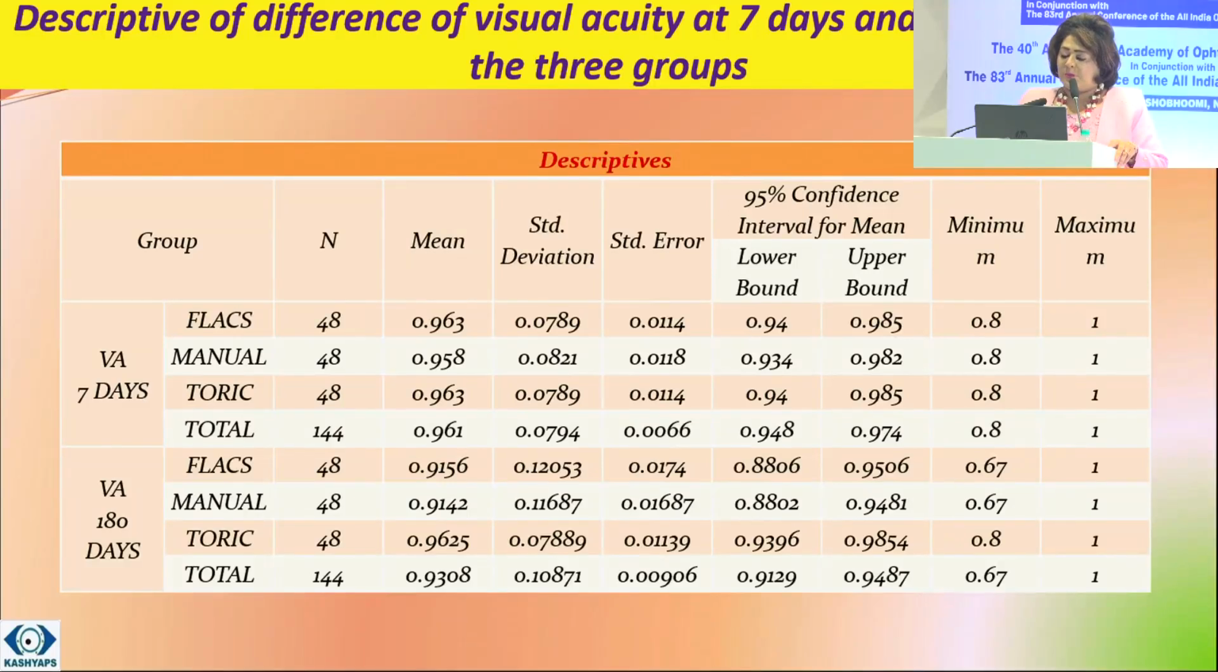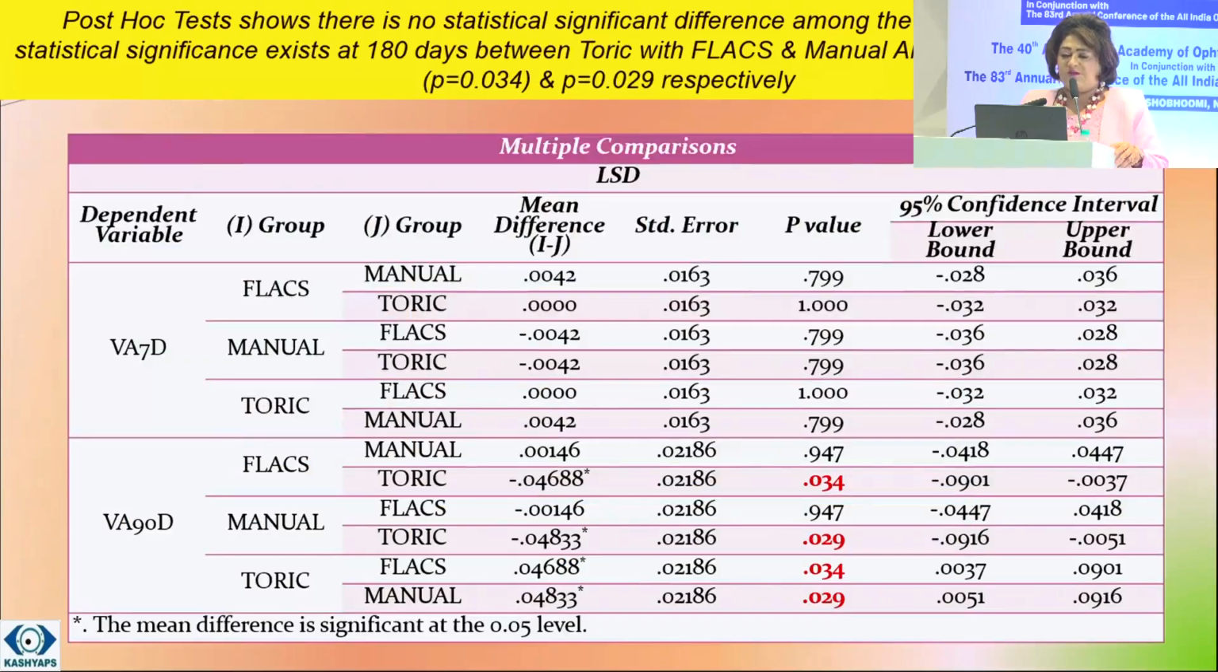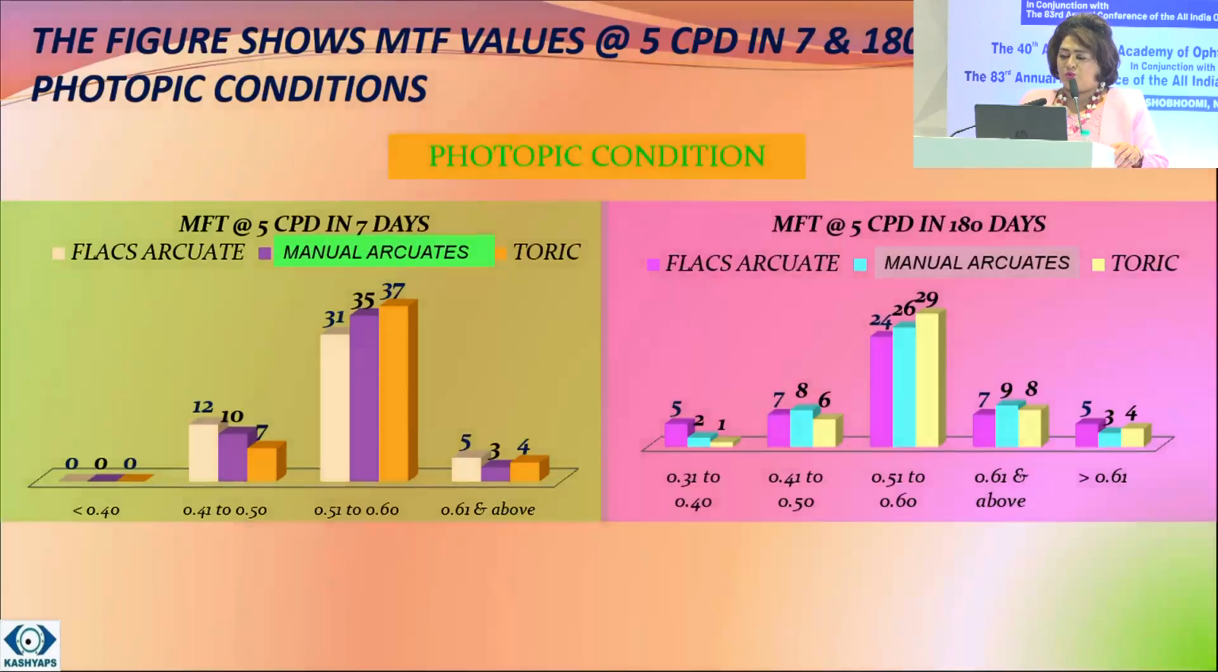This is the descriptive of difference of visual acuity. Previously it was the change. This is the difference of visual acuity at 7 days and 180 days among the 3 groups. And this is the ANOVA test, and it was found significant at 180 days. When post hoc analysis was done, there was no statistically significant difference among the groups at 7 days, but there was a significant difference at 180 days between toric and flax and manual arcuate incision group, P 0.034 and P 0.029 respectively.